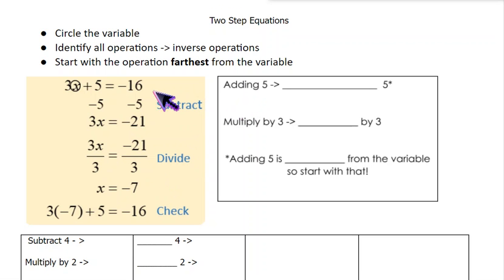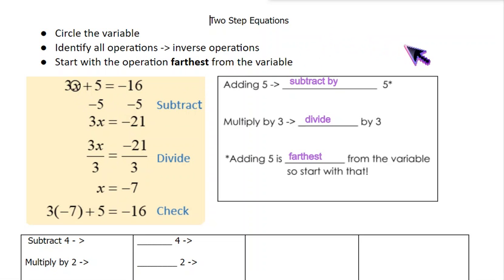So the first thing we did is we looked at it, we circled our variable, and then we found out what was happening to it. They were adding 5, so we subtracted 5 to get rid of it. They were multiplying by 3, so we divided by 3 to get rid of those 3s. We started with that 5 because it was the furthest away from the variable. We always get rid of the term that is not with the variable first, and then we deal with the number that is with the variable.